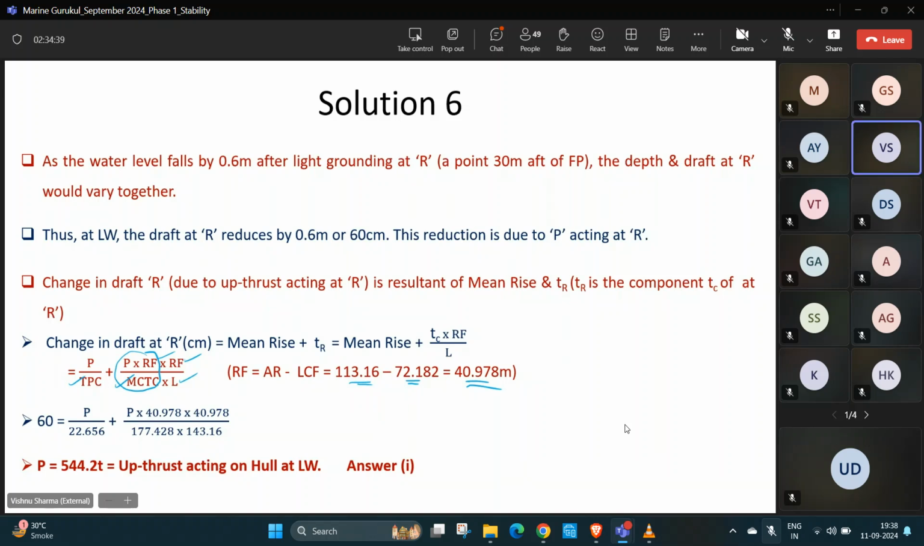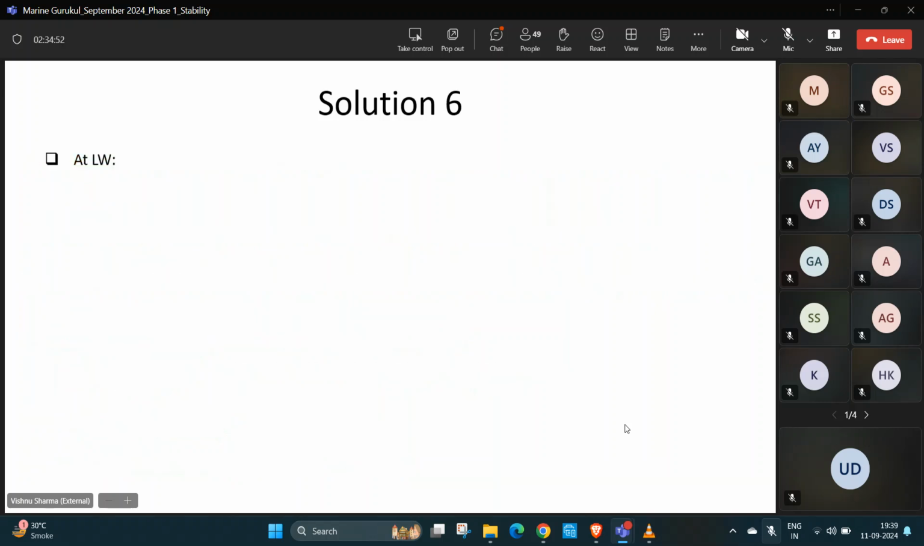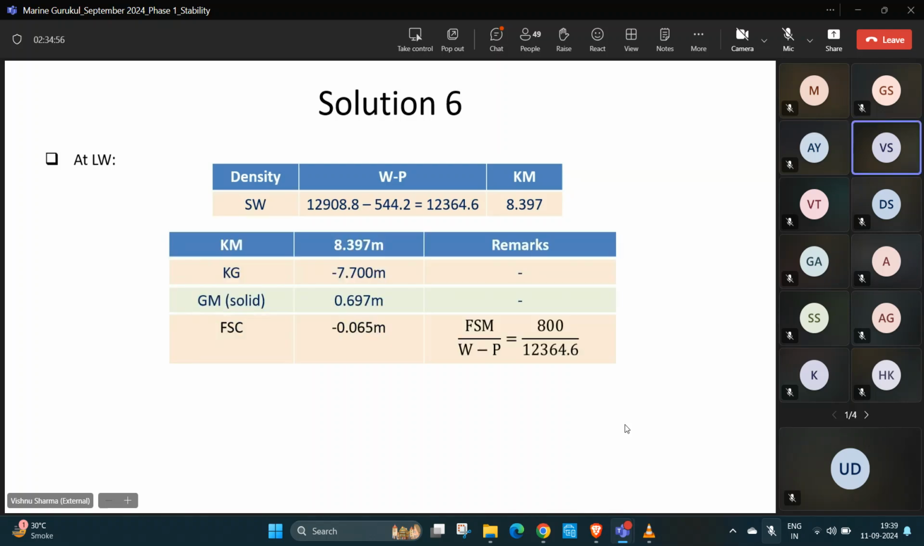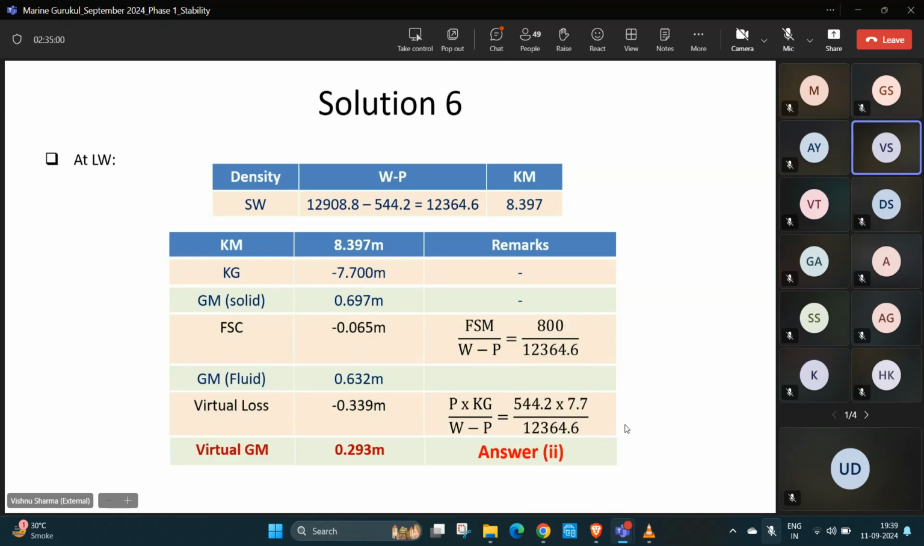Tell me, guys. Can I continue? If anybody is still struggling here, let me know, guys. Okay. At low water, we can get the KM, and that leads us to GM. FSC will always apply. For grounding, you don't have to think. And the answer is 0.293 meters. Is that correct, guys? Yes, sir. Correct.